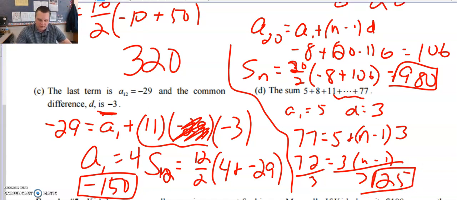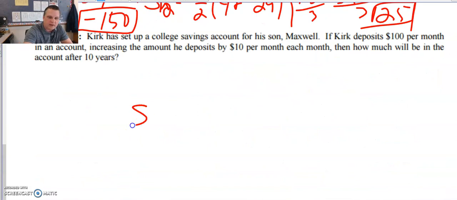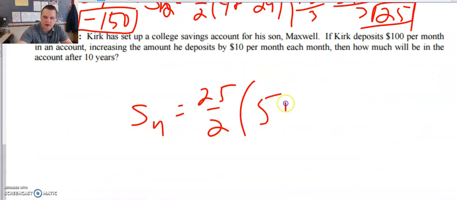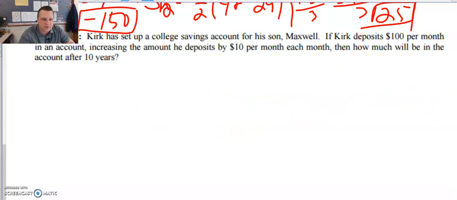So 25 is the number of terms in this sequence. So now you have, I'll go all the way down to the bottom, I'm running out of space. So you have S of n is 25 over 2, A1 is 5, AN is 77, and you add them all together, and then multiply, and you get 1,025. Just like that, it's gone.